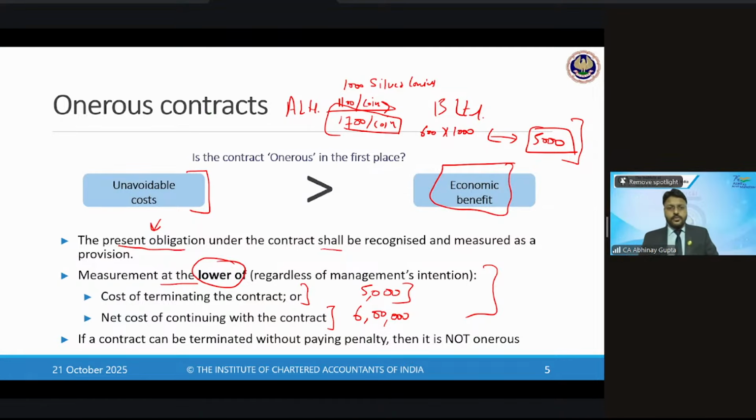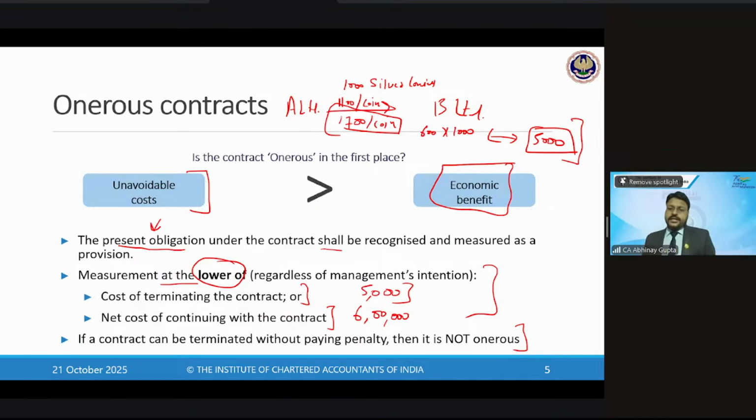There could be many examples, which we will cover as we go along. If the contract can be terminated without paying any penalty, then it will not be regarded as onerous, because at the end of the day, there wouldn't be any legal or contractual repercussions on A Limited. It is A Limited's wish whether they want to fulfill the contract or escape fulfilling the contract, right?